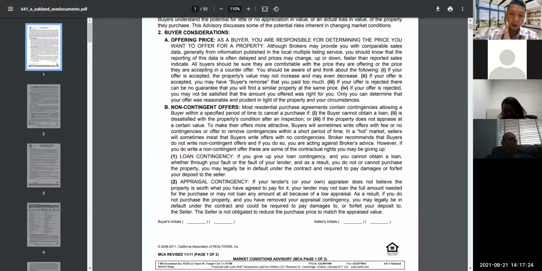One of the biggest things I don't want you to do is to write a non-contingent offer. In this hot market, many buyers were choosing or ill-advised by their broker to write a non-contingent offer. And that creates a situation where your buyer's deposit is fully at risk when you write a non-contingent offer. And if they don't get the appraisal value or they don't get the loan financing ready by the close of escrow period, it's possible they lose their entire deposit.